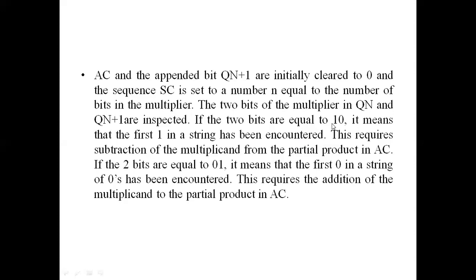So if it is 1 0, then we apply the subtraction operation. And if the 2 bits are equal to 0 1, what does it mean? Qn is 0 and Qn+1 is 1, which means the first 0 in a string of zeros has been encountered. So here we require the addition of the multiplicand to the partial product in the AC. So this is the very important judgment: if Qn and Qn+1 are 1 0, we apply the subtraction of the multiplicand from the partial product in the AC. And if it is 0 1, that means Qn is 0 and Qn+1 is 1, then we apply the addition of the multiplicand to the partial product in the AC.